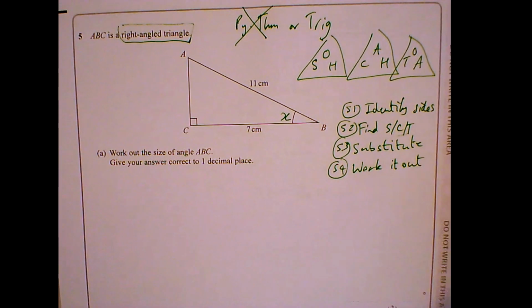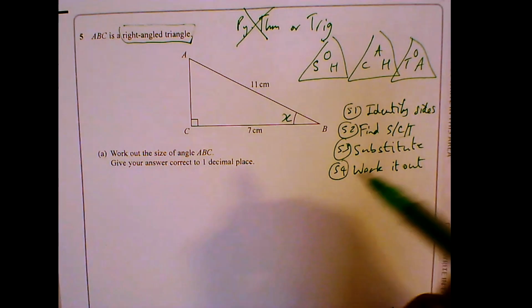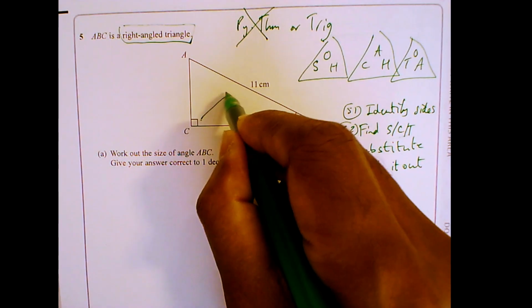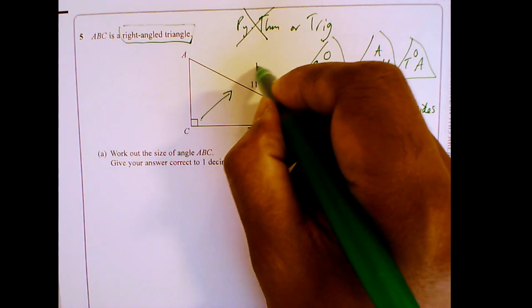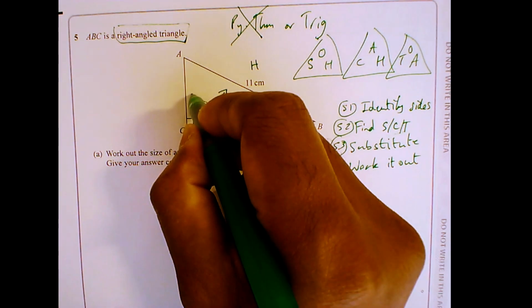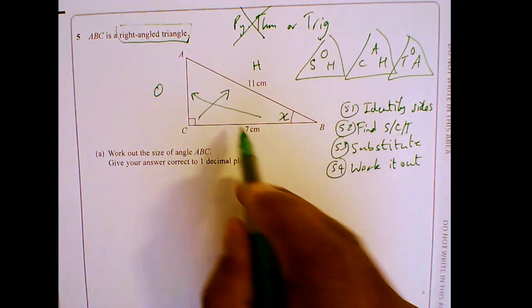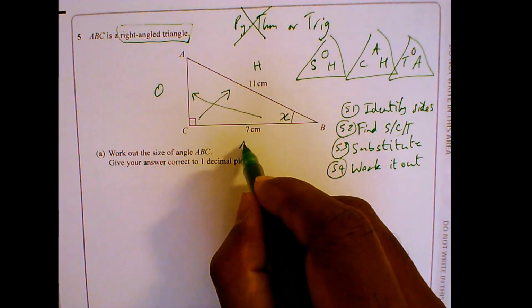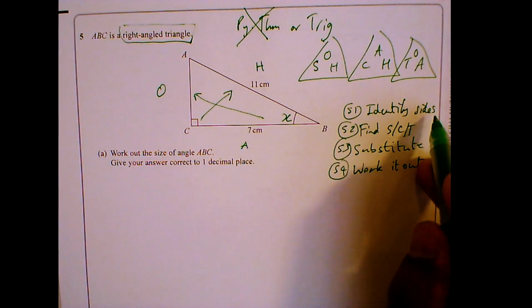Okay, so let's start. So identifying the sides. We start with the right angle. Opposite the right angle is the hypotenuse. Opposite the angle is my opposite side. And then the remaining one is my adjacent. So I've identified the sides.